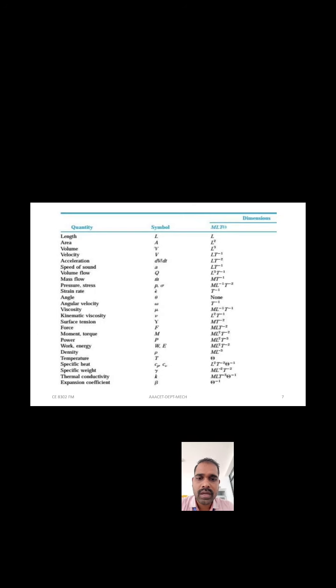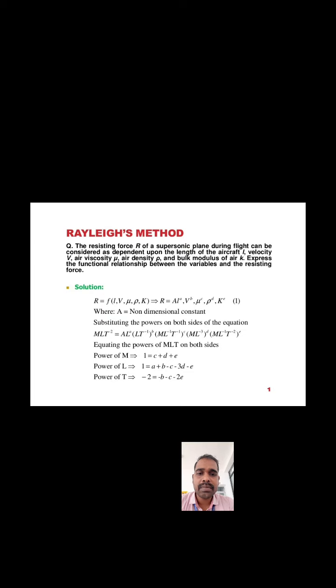So this is for some physical quantity, that symbol is given, and corresponding dimensions are also given here. For length its unit is meter, and its dimension is L. For area, meter square and L square. For volume, meter cube, L cube. Velocity, meter per second, L t power minus 1. So for the corresponding physical quantities, the corresponding dimensions are given here, right? So that can be used here.